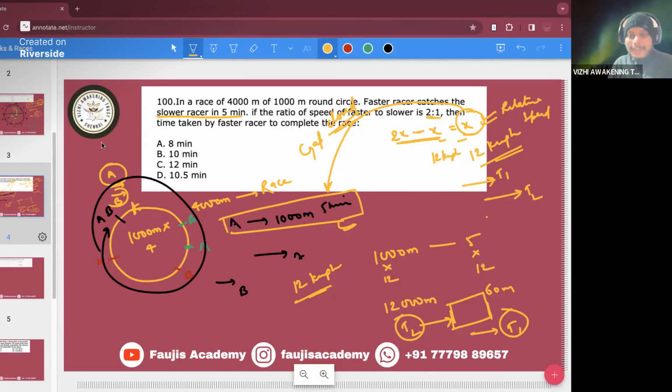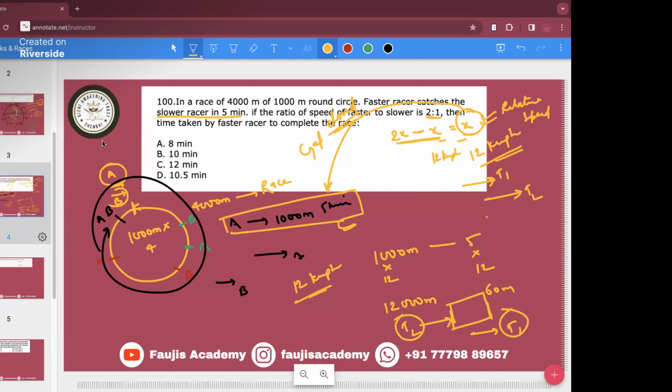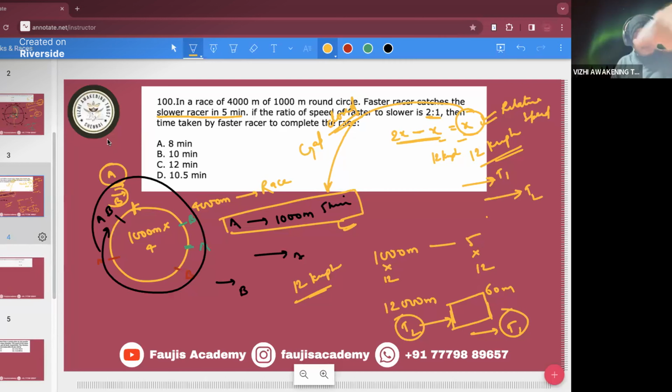Listen to this carefully. It's a confusing thing, I can understand. So I got it, sir. Yeah. You will complete one extra lap. So A has completed one extra lap, and this one extra lap is nothing but 1,000 meters. He covered this gap of 1,000 meters in 5 minutes.